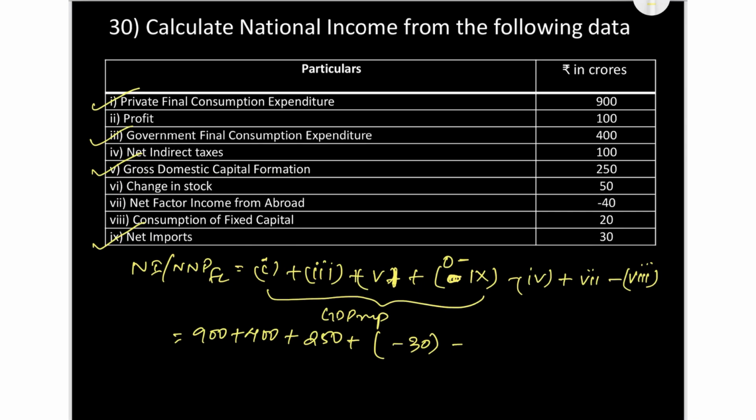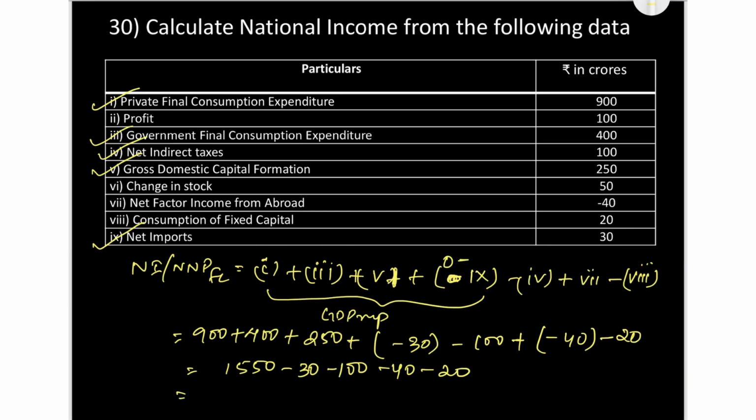Minus net indirect taxes is 100, plus net factor income from abroad is minus 40, minus depreciation is 20. So 1550 minus 30 minus 100 minus 40 minus 20. So we'll get rupees 1360 crores. All right. So NNPFC would be 1360 crores.